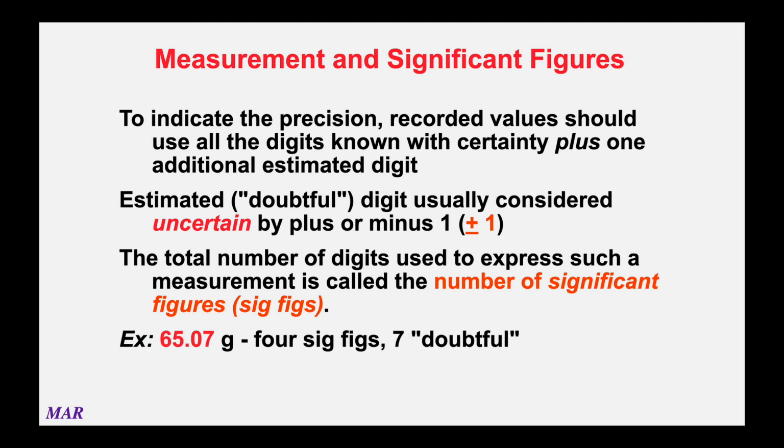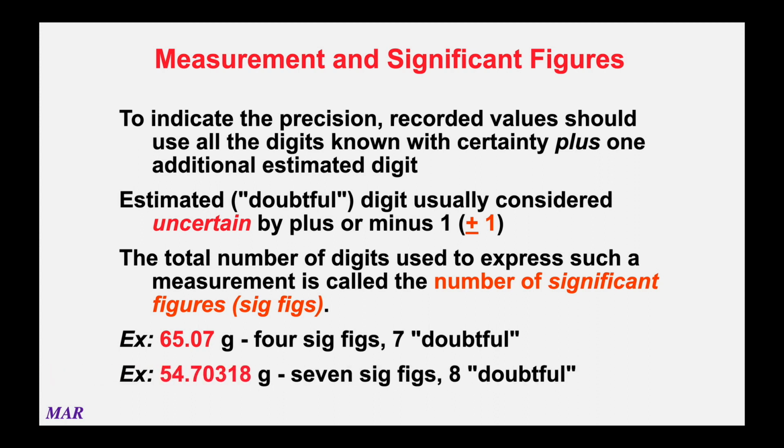Here are some examples. 65.07. Okay, the last digit is the doubtful digit, so the 7 here is the doubtful digit. And 65.07 has 4 significant figures: the 6, the 5, the 0, and the 7. Those are all significant. Even the doubtful digit counts as a sig fig. So 4 sig figs, and 7 is the doubtful digit. The 7 is the hundredths position, if you remember from math. Here's another number.